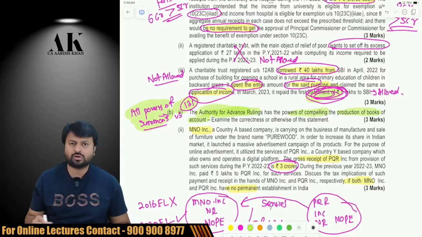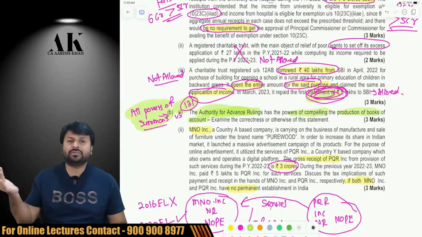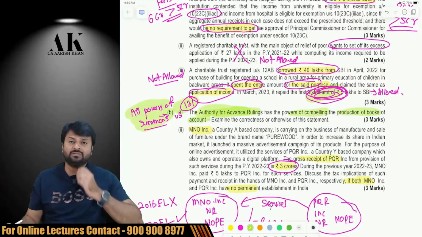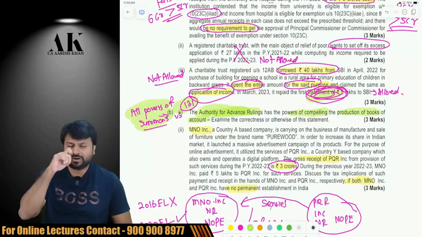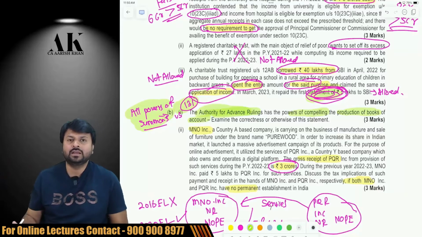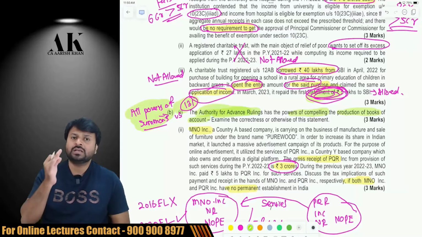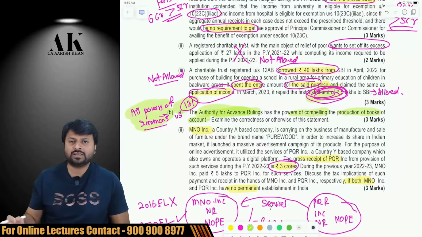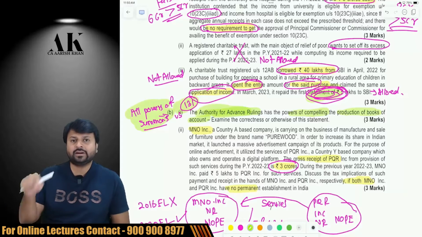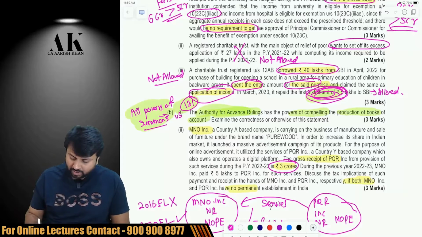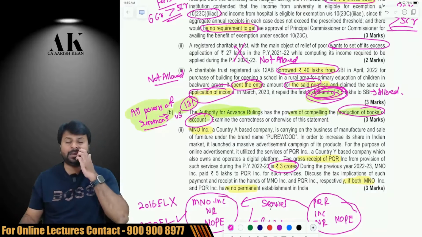Honestly speaking, it should not be authority for advance ruling now. It should be board for advance ruling now, because now the authority for advance ruling is gone. Board for advance ruling has come. So board for advance ruling has all the powers of income tax authority, which were given under section 131 for issuing summons. And in 131, there is one of the powers which speaks about what? Production of books of accounts, compelling the production of books of account.